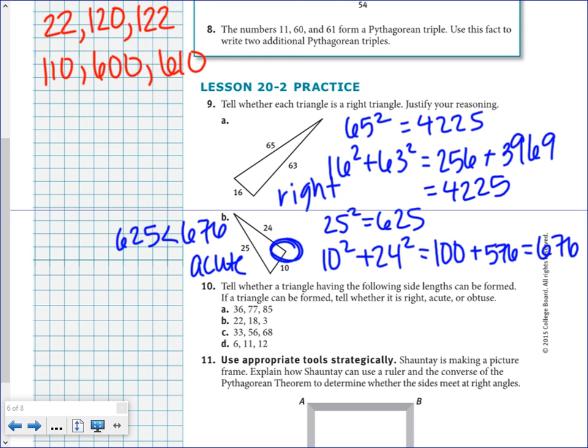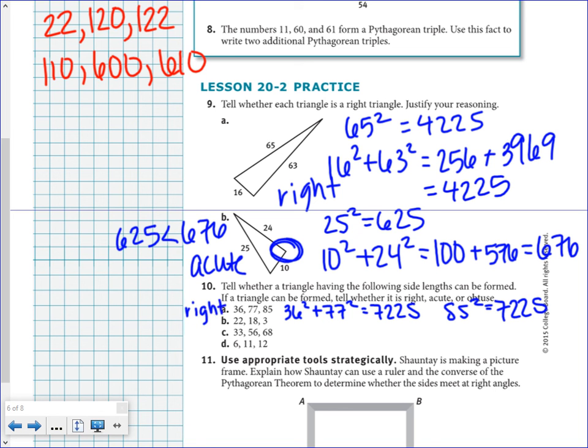So now looking at number 10. Tell whether a triangle having these lengths can be formed, and if it can be formed, is it right, acute, or obtuse? So first off, look, 36 plus 77. Those are your smaller two sides. Are they greater than 85? They are, so we do have a triangle. Now we need to look, what is 36 squared plus 77 squared? So using your calculator, you should get 7,225. And then 85 squared is also 7,225. So what kind of triangle is this? It is a right triangle.